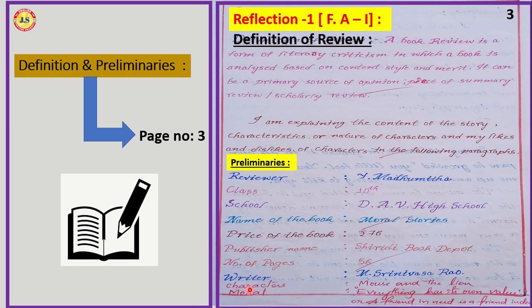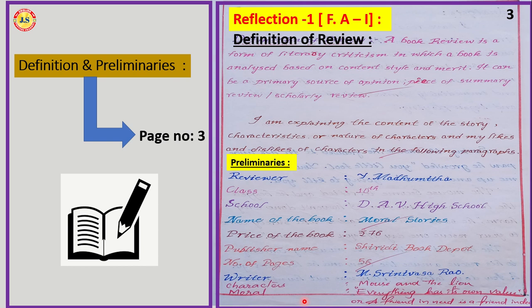And also here you can add some more characters. For example, the story is all about the mouse and the lion. Here you can write the characters of the story. Then here you can write the moral of the story: everything has its own value, or a friend in need is a friend indeed. Okay, so this is the moral. Then here you can write the objective also, if you want to.